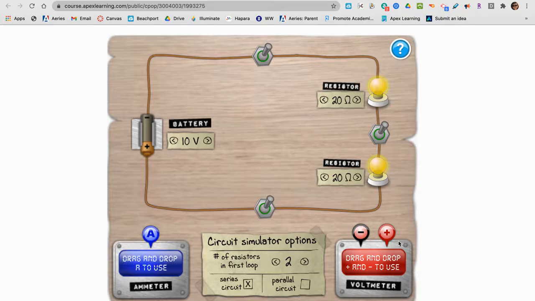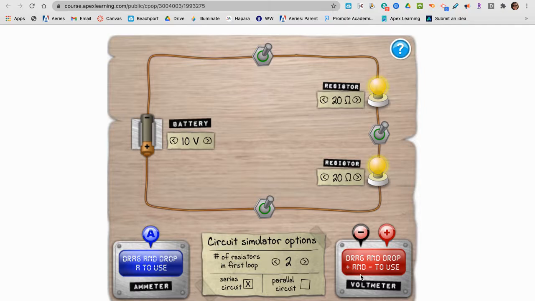The plus and minus you have to put on opposite sides of a resistor or the battery for you to get the voltage. So this is the voltmeter. If I put the minus there and I put the plus on this side, it measures the voltage of the battery to be 10 volts, which is correct. But you want to measure your values. You don't want to just read what's on the screen. Make sure you measure. You can't measure the resistance. You have to trust that these are the resistances, but you can measure the current and you can measure the voltage.